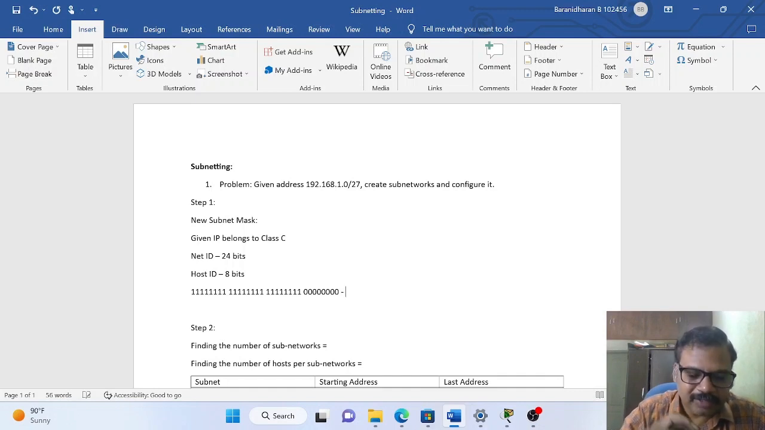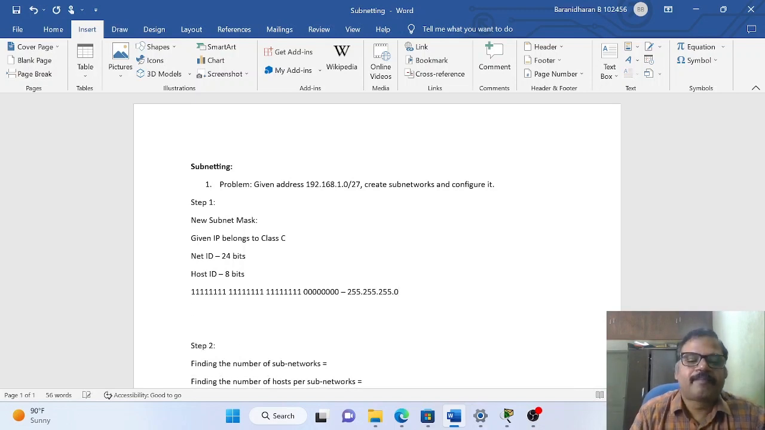If you convert this into decimal notation, it will be 255.255.255.0. But now we are using CIDR notation. CIDR means whenever they give the IP along with a slash and some number, they are using classless inter-domain routing. The default subnet mask for class C that we calculated is not applicable for CIDR, classless inter-domain routing. So again we have to calculate the subnet mask for the given IP.